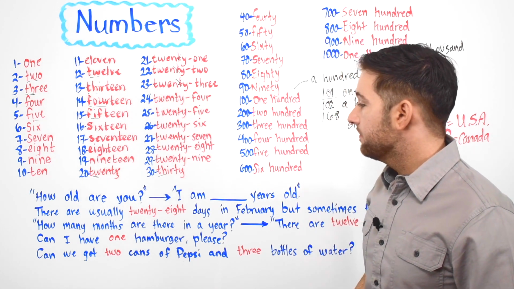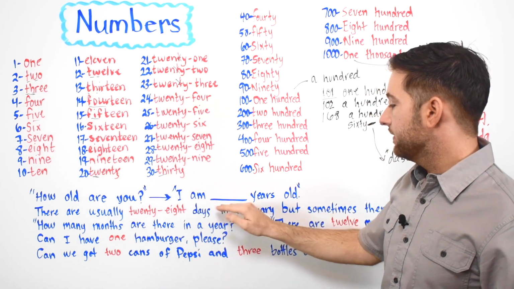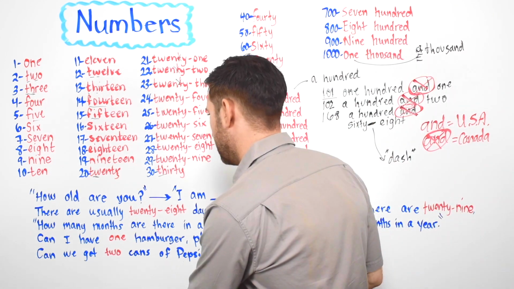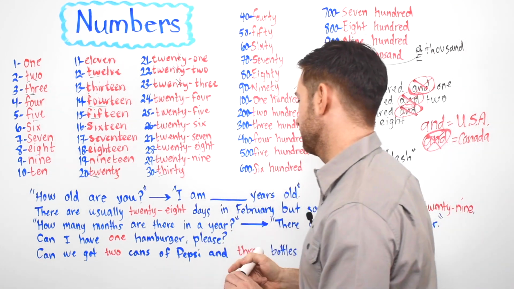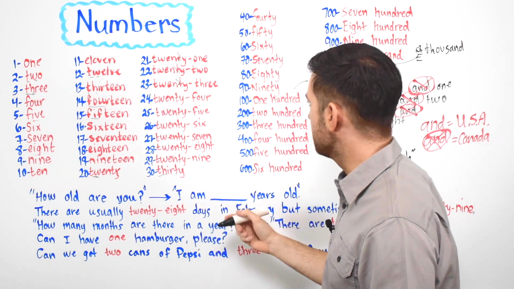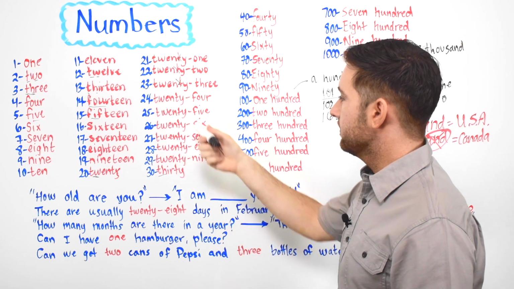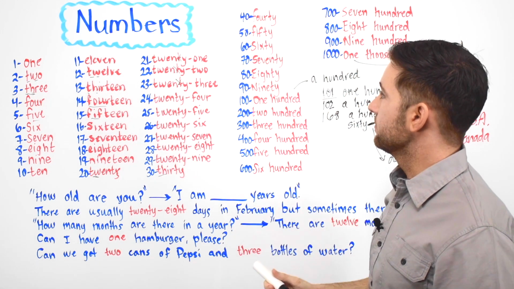Okay, and then we have I am blank years old. You choose one of the numbers here. You could say I am 17 years old. Okay, or you can say I am 80 years old. I am 25 years old. I am 40 years old.